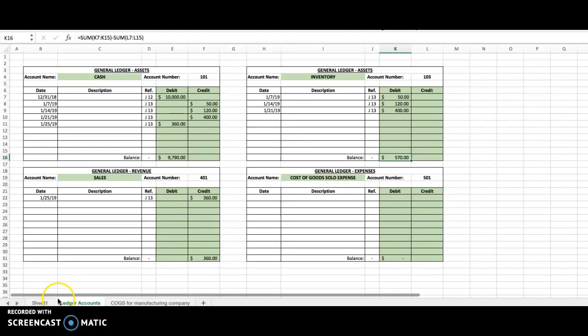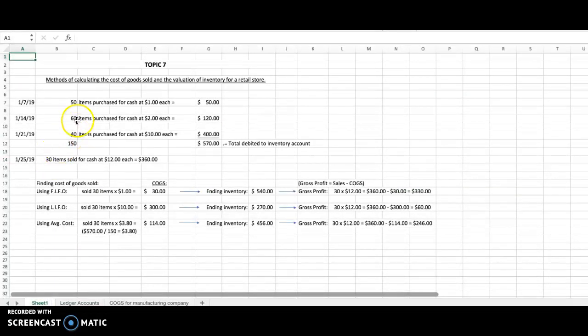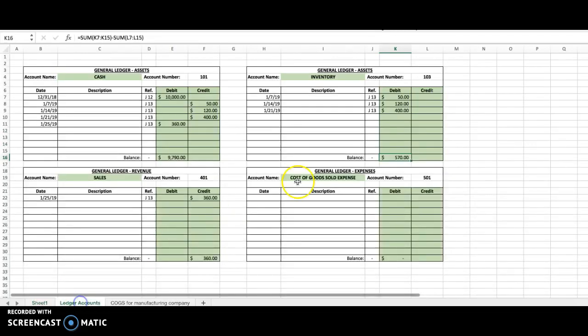If you go back to our original page, we bought $50 worth on the 7th, $120 worth of items on the 14th, and $400 worth of items on the 21st, adding up to $570, and that's what we see here in the inventory account. So very simple. So those 3 have been put in.